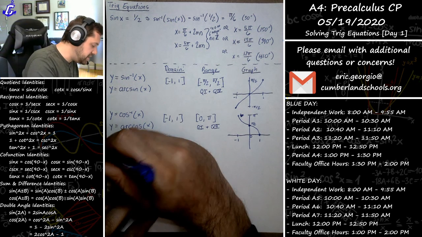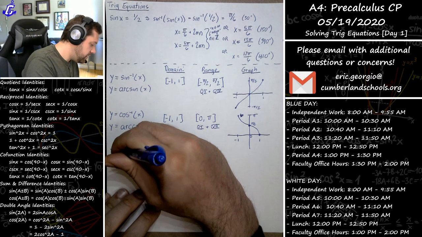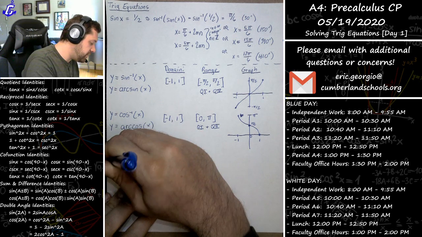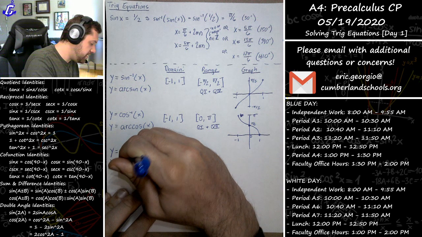And lastly, your tangent. I'd have y equals tangent inverse. Another way to represent that is, again, your arctan, arctangent.